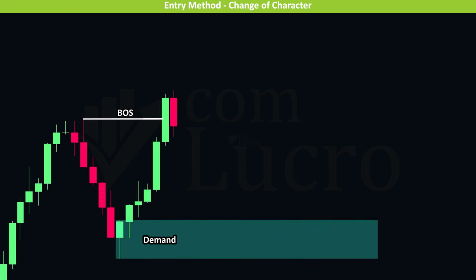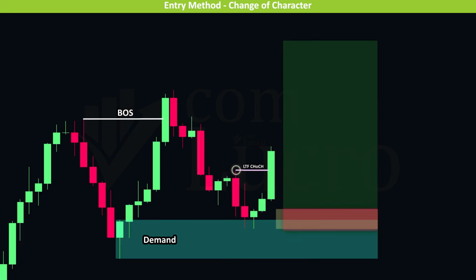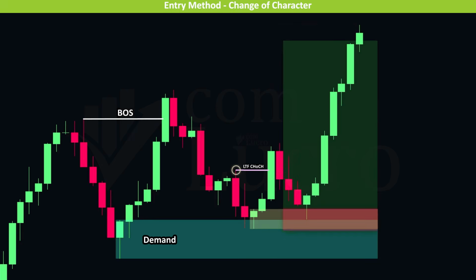Second is the change of character entry. This method provides confirmation before you commit to the trade. After price pulls back into your zone, wait for a clear shift in structure on the lower time frame. That shift becomes your signal. Once it appears, identify the high or low that caused the structural change and enter at that level. Your stop loss should be placed just beyond that structure. This approach reduces risk while increasing the probability of a successful outcome.